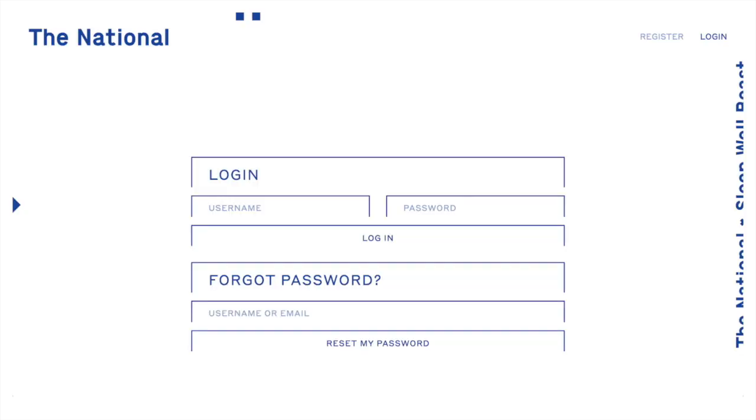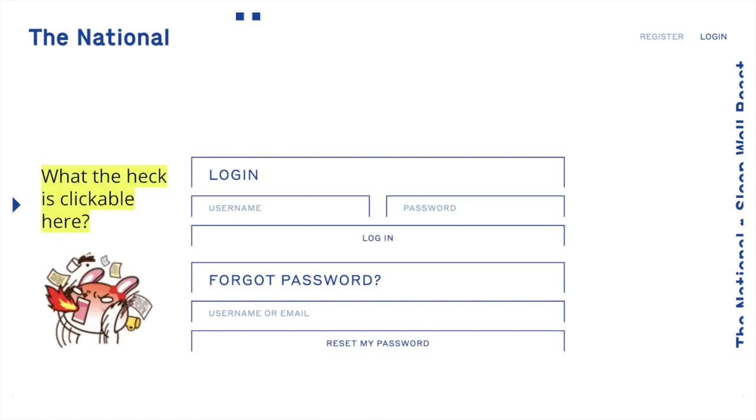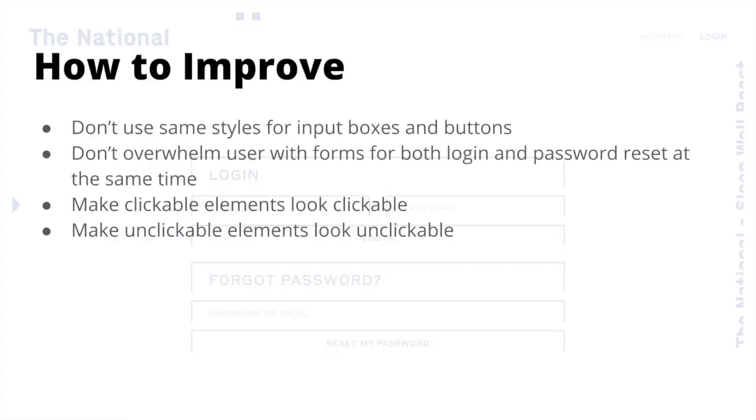If we look at this, we basically have no idea what is a button, what is a text field, what you're supposed to click, what you're not supposed to click. Because we probably know how username and password fields usually work, we might try to click and type in those boxes, but they don't look different than the login buttons, and nothing on here really looks like a button at all. So what the heck is clickable here? What are we supposed to click? What are we supposed to type in? It's super confusing.